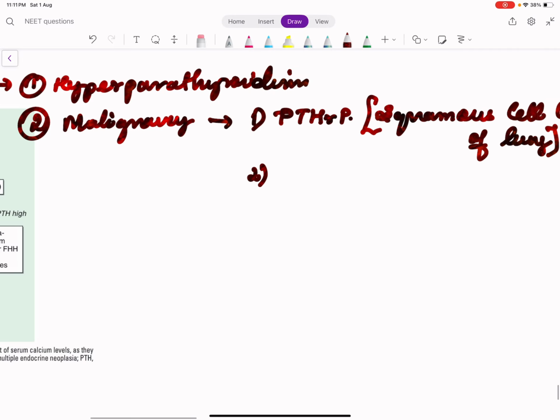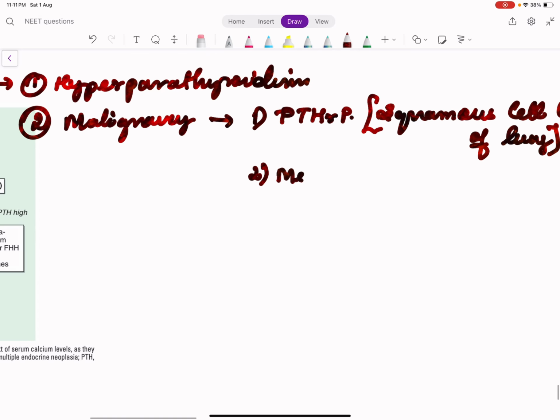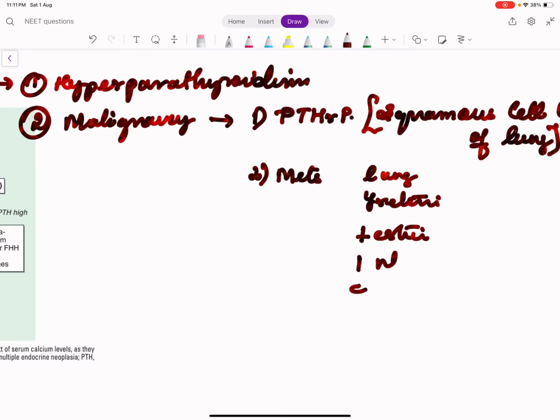There are other ways by which malignancy causes hypercalcemia. One is by bone metastasis. We have bone lytic mets and we have bone depositing osteoblastic mets. Remember the word lytic. Lung tumors, ureteric tumors, testicular tumors, intestinal tumors, colonic tumors, all these cause osteolytic mets.